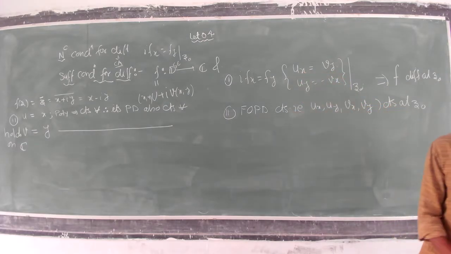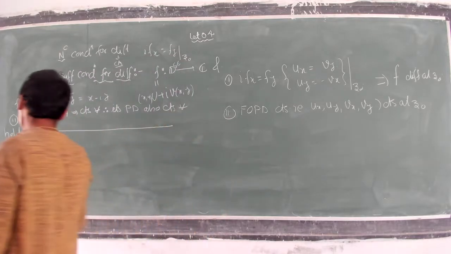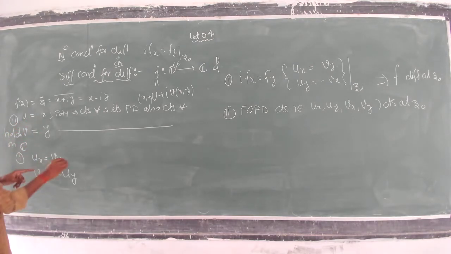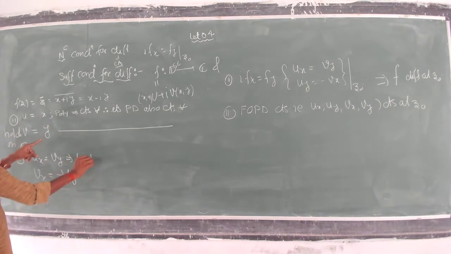So the second condition holds. Now let us take the first one. The first condition is ux is equal to vy, and vx is equal to minus uy, right? Tell me, u is equal to x, so ux will be 1, vy is equal to 1, correct?